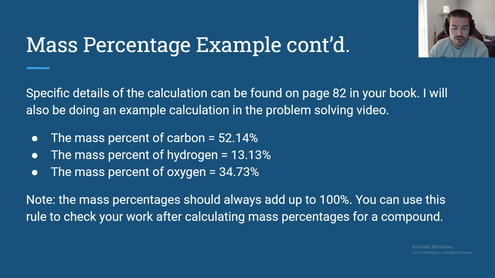Your mass percentages, whenever you do calculations like this, should always add up to 100%. Depending on whether or not you've had to do any rounding, you might be off by 0.01 or 0.02.